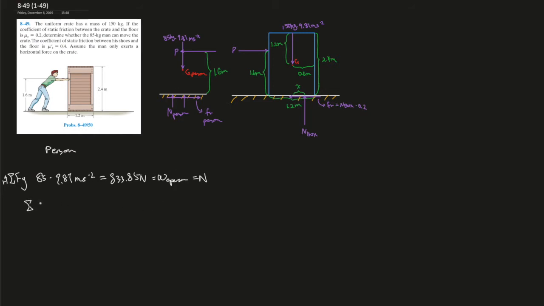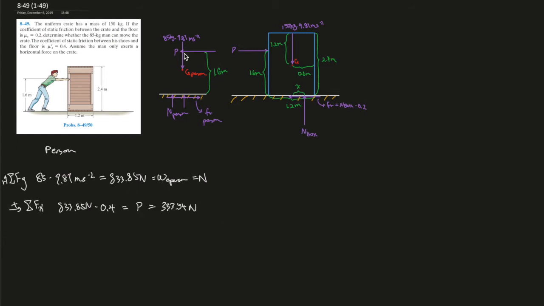And then now we can use the sum of the forces in the x direction, going right as the positive. So it's the normal force, which we calculated as 833.85 newtons, times the coefficient of static friction of the shoes on the ground, which is 0.4. And that equals the amount of P that the person can push, which equals 333.54 newtons. So you plug everything into your calculator.